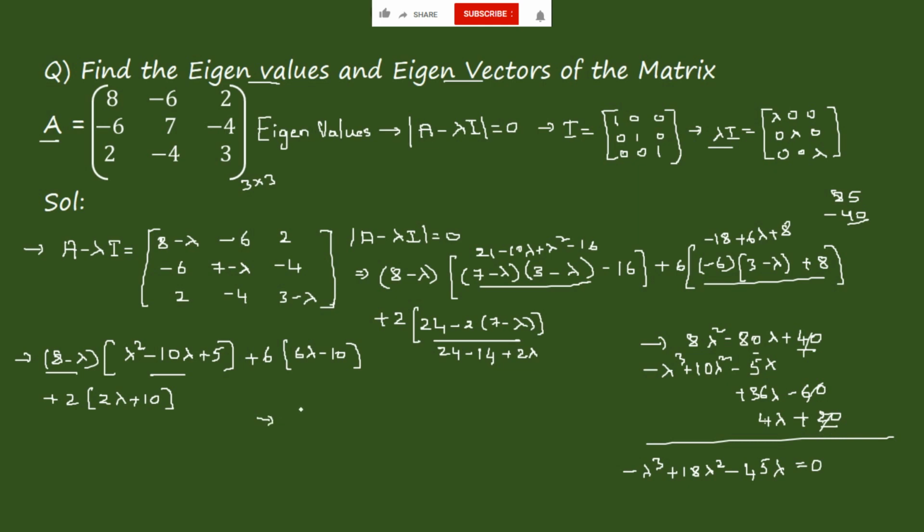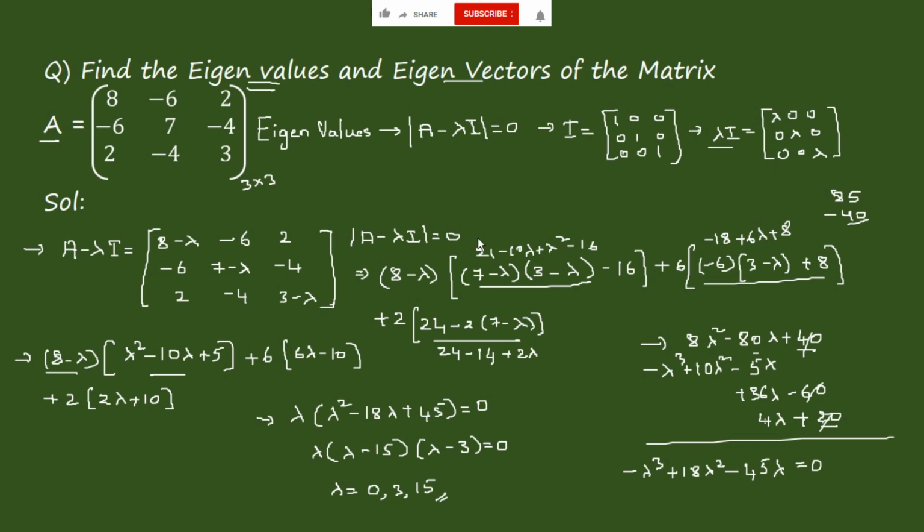If you take lambda common, then it becomes lambda square minus 18 lambda plus 45 is equal to nothing but 0, right? Remove the minus also, so we can write this one as lambda into lambda minus 15 into lambda minus 3 is equal to 0. So lambda values are equal to nothing but 0, 3, 15. These are nothing but eigenvalues.